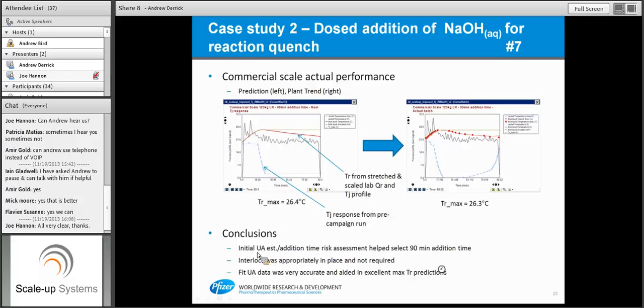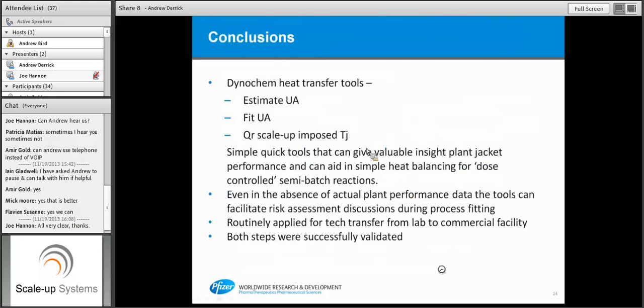So the conclusions for this were that the initial UA estimation tool, and that approach of doing a risk assessment, really helped select that 90-minute addition time. The interlock was appropriately in place at 28 degrees, and it wasn't required. And the Fit UA data was very accurate and aided in excellent maximum TR predictions. So to conclude, I hope I've shown you that the DynoChem heat transfer tools, Estimate UA, Fit UA, and the QR scale-up models are really simple, quick models that can give valuable insight into plant jacket performance and can aid in simple heat balancing for dose-controlled semi-batch reactions.